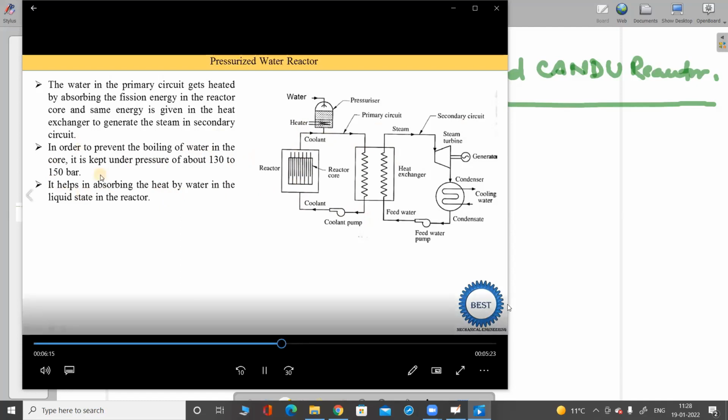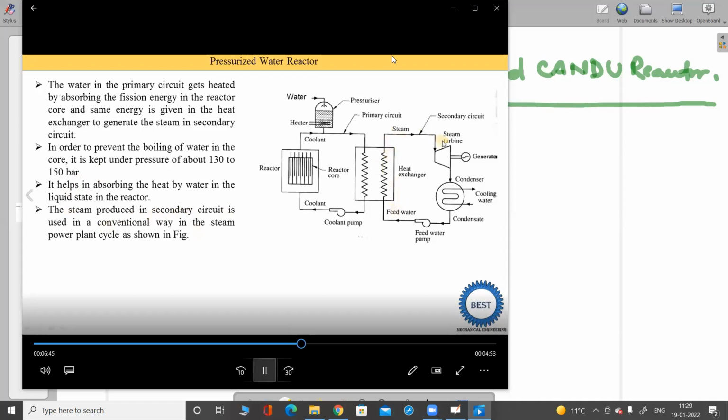It is not converted into vapor state because at 130 or 150 bar, the boiling temperature of the water is increased. At atmospheric pressure, the boiling point of water is 100 degrees. But here the pressure is higher, so the boiling point temperature is also higher, above 200 degrees centigrade. The steam produced in the secondary circuit is used in a conventional way in a steam power plant cycle, as shown in this figure. So here steam is generated in the secondary circuit in these heat exchangers.